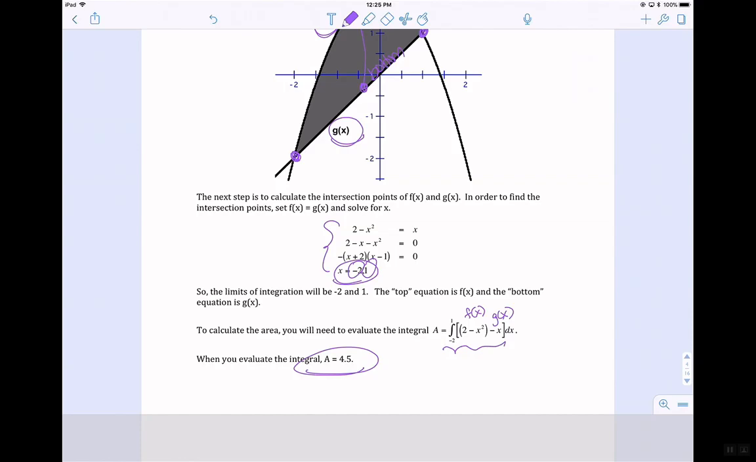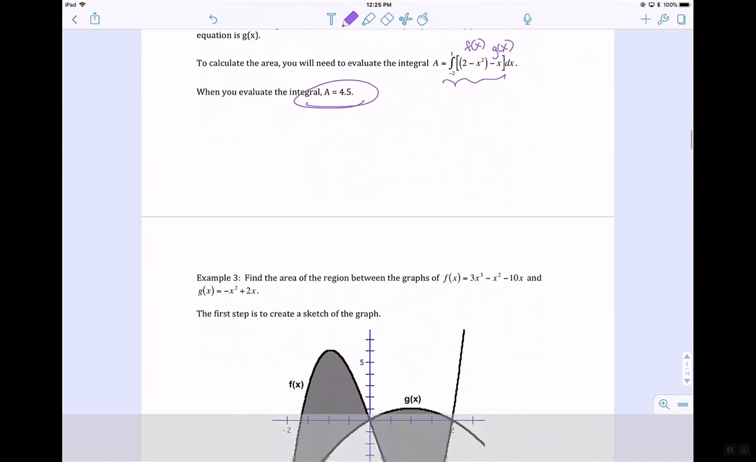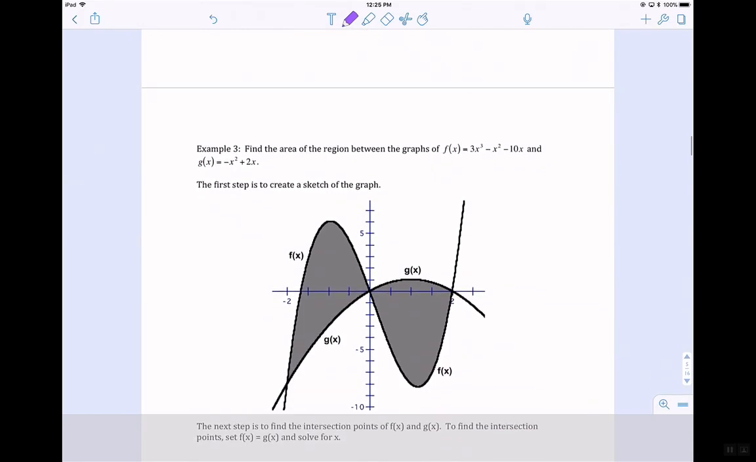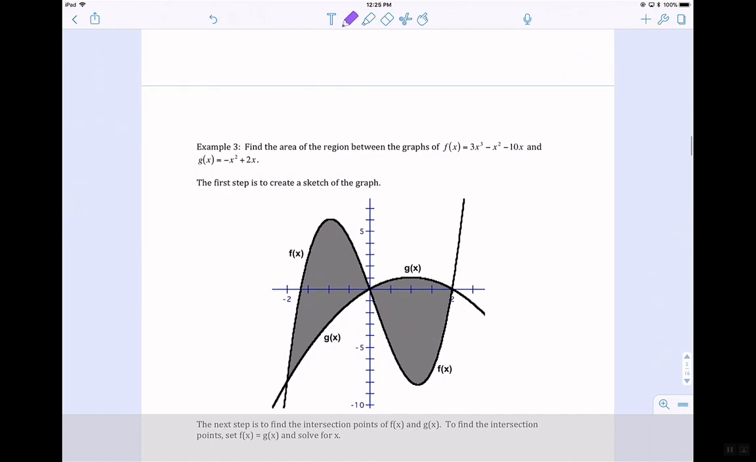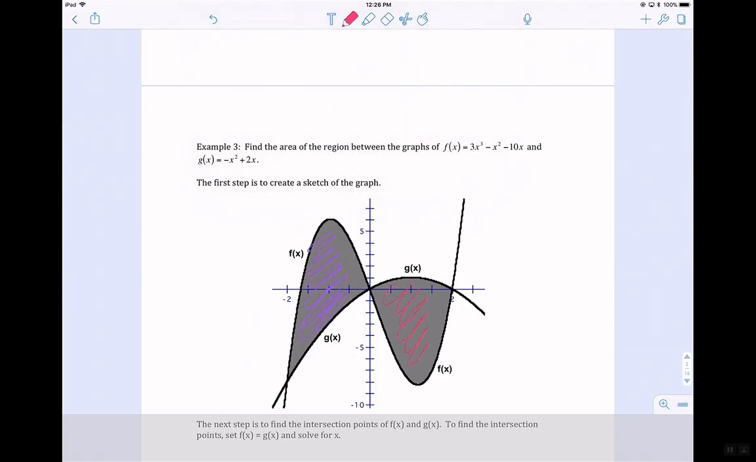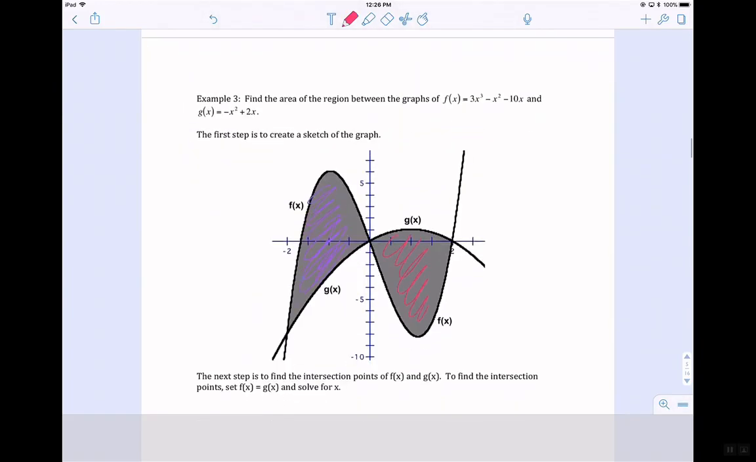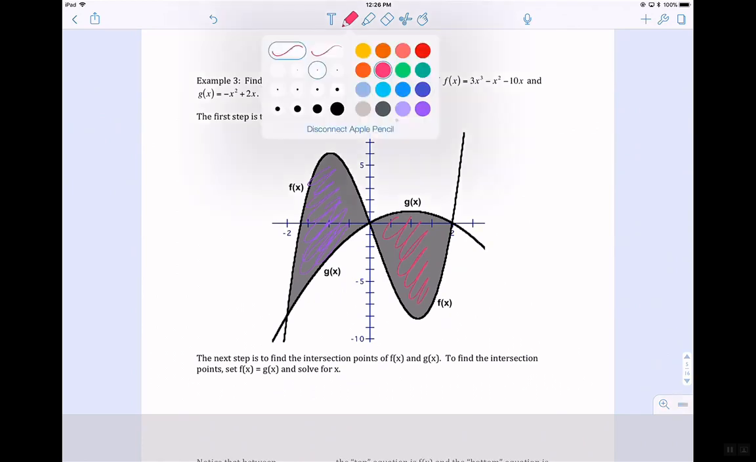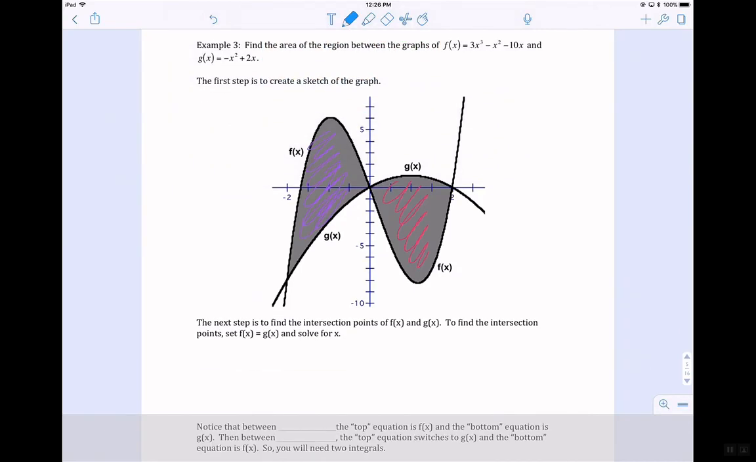So now what happens in a situation where my graph, top and bottom equation change somewhere? Well, that just basically means that you need to write two separate integrals. So we're going to deal with my left side first, and then we will deal with the right side. So to find intersection points, because these are polynomials, I can find the intersection points by hand.